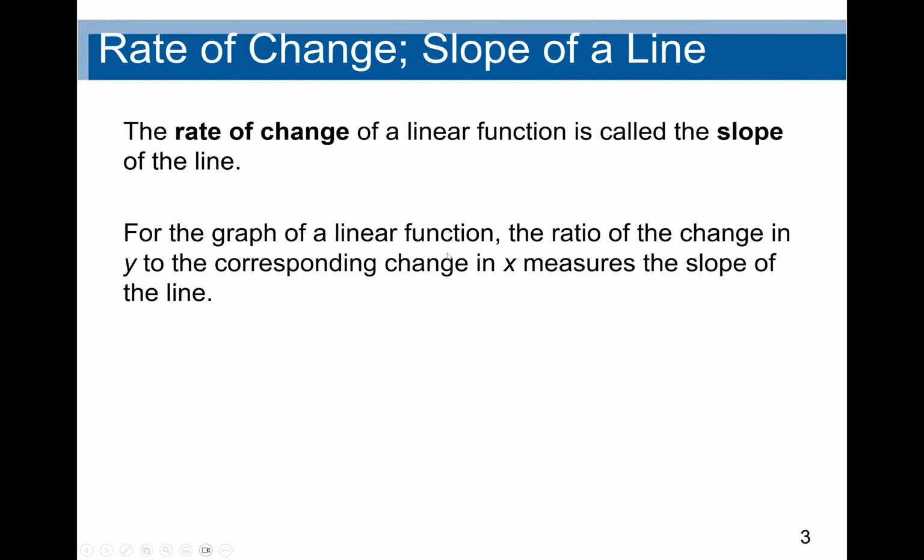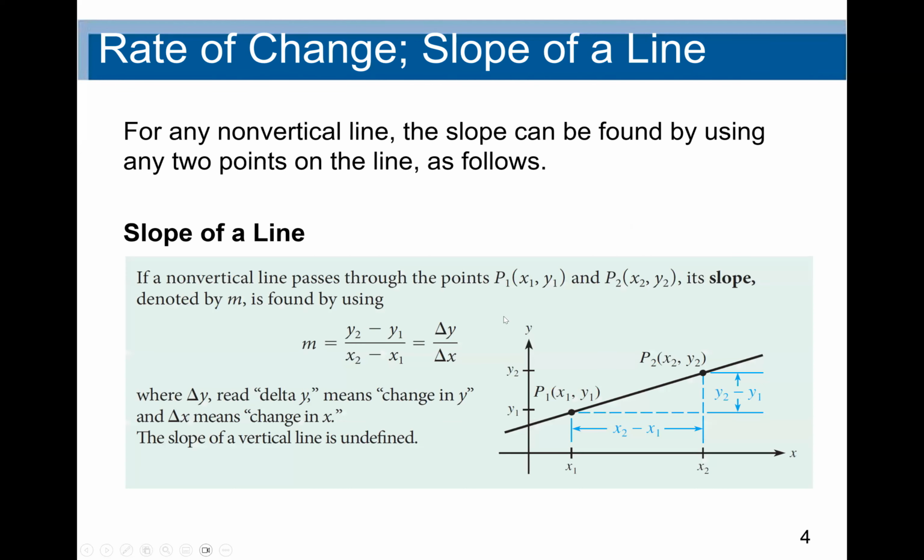So for a graph of a linear function, the ratio of the change in y to the corresponding change in x will measure the slope of the line. Normally, y will be our vertical axis, x will be our horizontal axis. So that's the formula for the slope of a line. Here we represent slope as m.